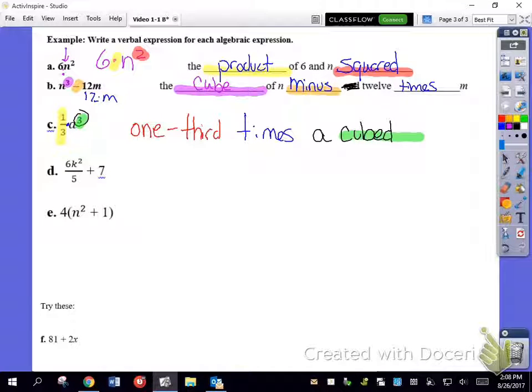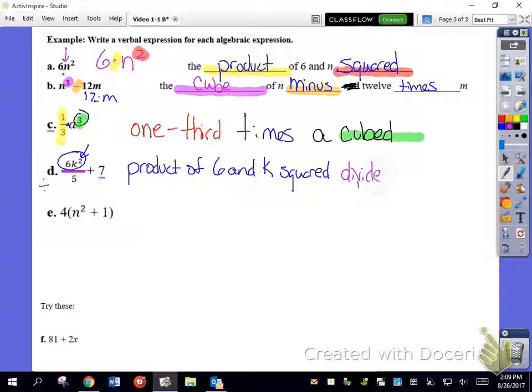All right? On the next one, you got lots going on up here. First thing, we've got this bar. That bar means division. So you can use the word division, or you can use the word quotient, either one. I'm going to say division. So I'm going to say this first: the product of 6 and k, and remember when you have an exponent 2, it's called squared. So I'm going to do that first. The product of 6 and k squared. And then that bar means divide. So divided by 5. And then what does this mean? I can just say plus 7, or I can say increased by 7. Lots of different ways you could say that.